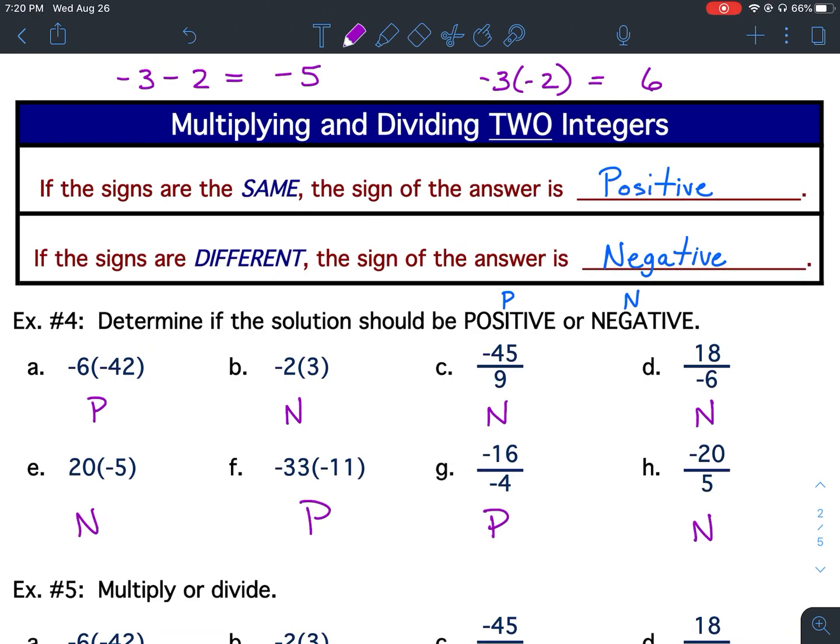So you have to be very careful not to mix up your rules with multiplication and division with the rules for addition and subtraction. If you have any questions about multiplying or dividing two integers or example 4, please let me know.